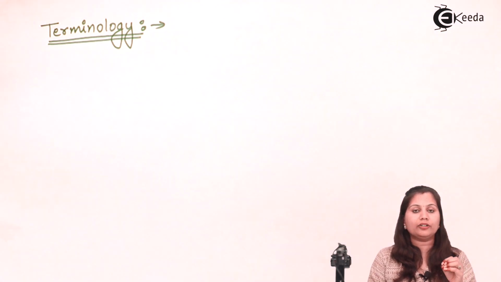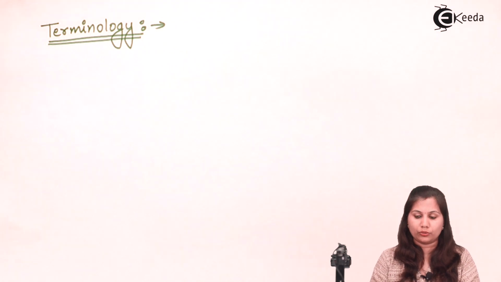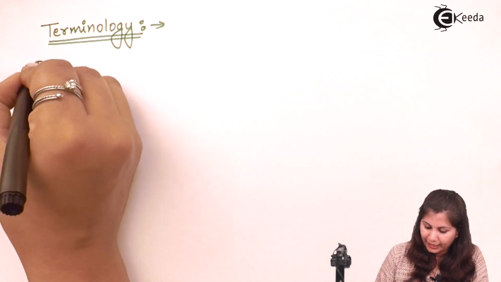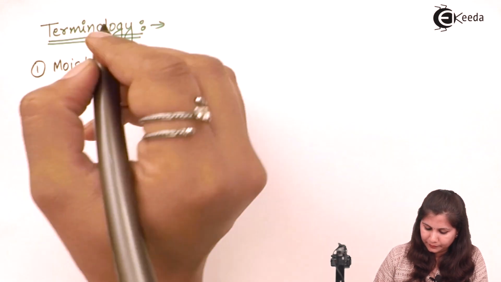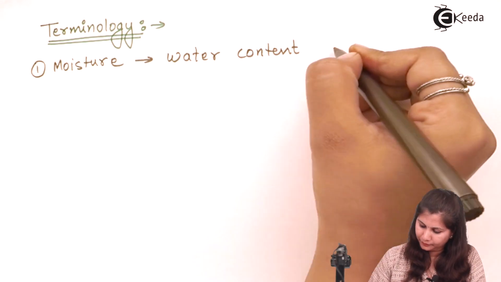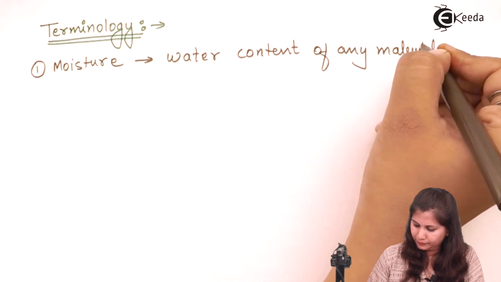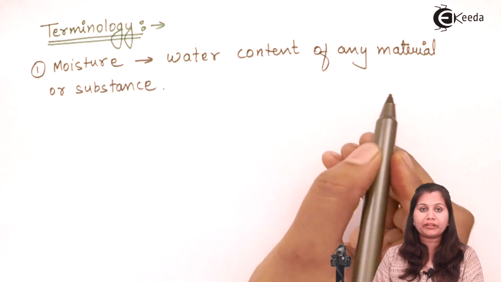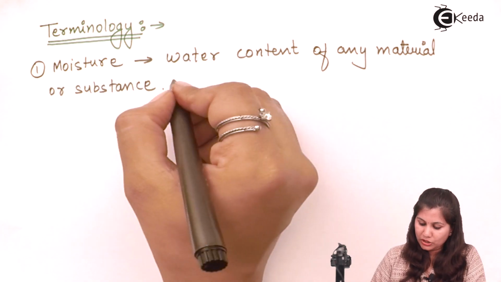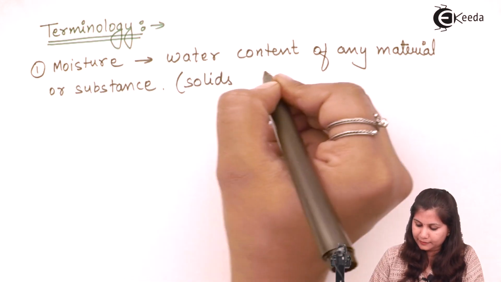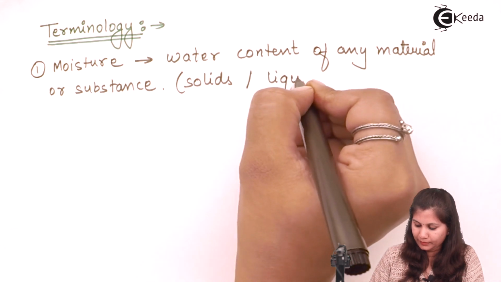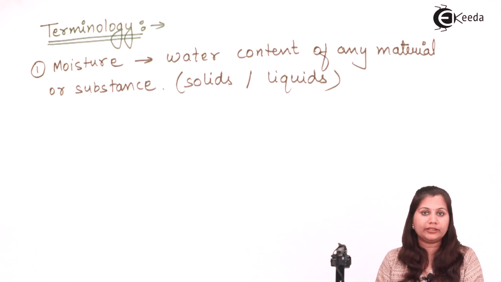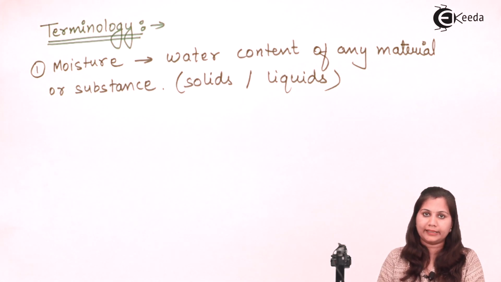So humidity is concerned only with the gases, but moisture is concerned with the water content present in either the liquids or the solids also. Okay, so moisture is defined as the water content of any material or substance, especially the solids and the liquids. Whereas humidity is the water content of only the surrounding air or the gases.